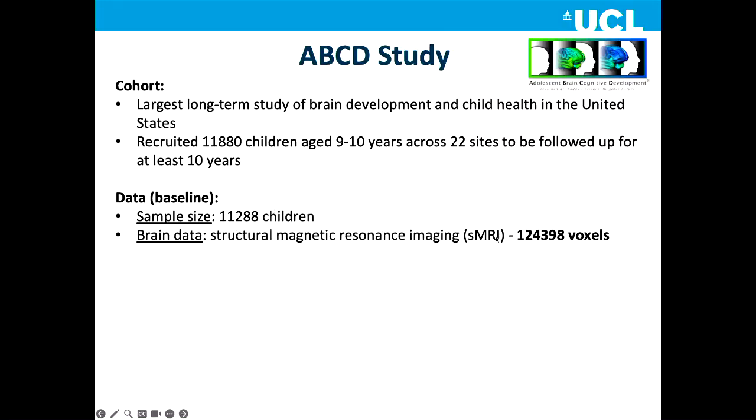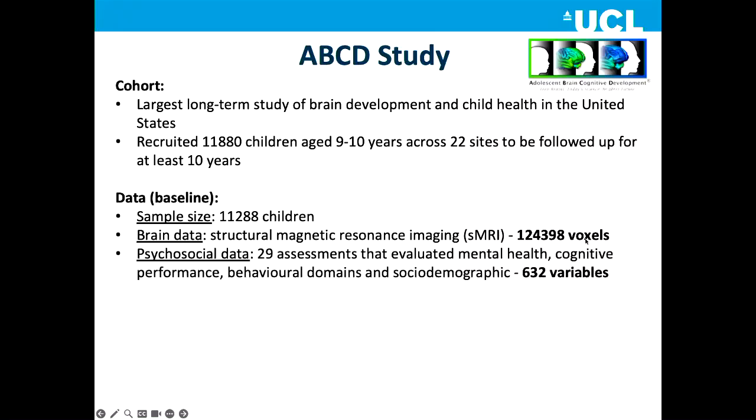For the brain data, we used voxel-wise structural MRI, so gray matter density information. We used whole brain voxels, so the number of features was quite high, more than 100,000 voxels on the brain side. And for the psychosocial data, we had items from 29 questionnaires that evaluated mental health, cognitive performance, behavior domains, and social demographics. So we had lots of variables. And that's what I was trying to say before, that these machine learning versions, or regularized versions, of CCA and PLS really can work with this very high dimensional data, even though the number of voxels is higher than the number of 11,000 subjects.